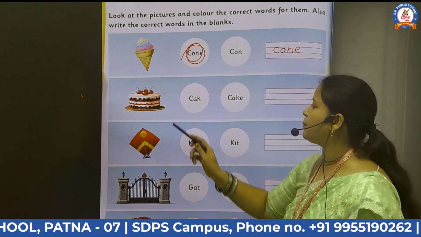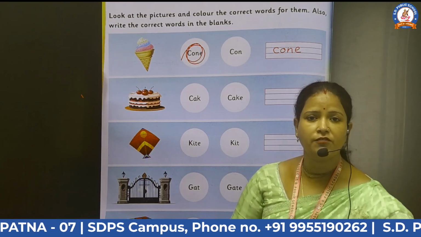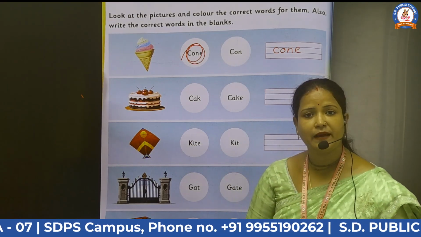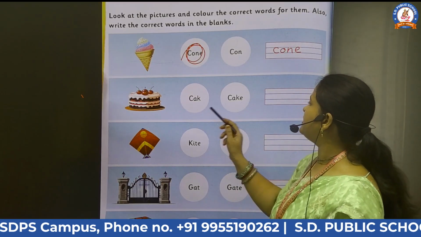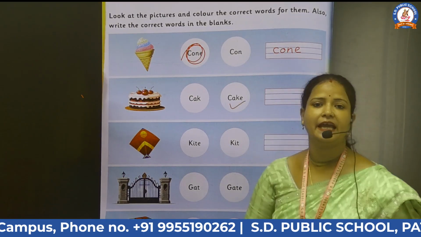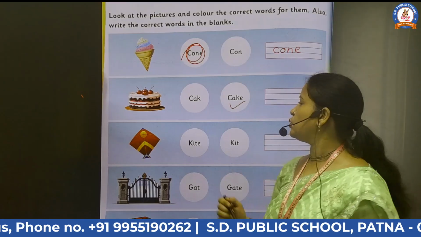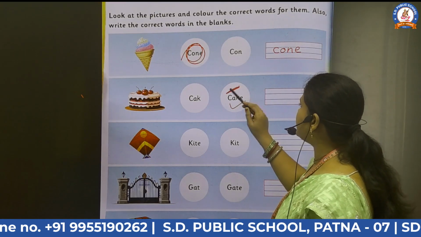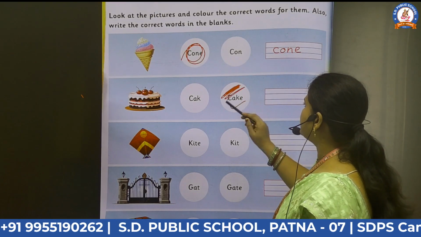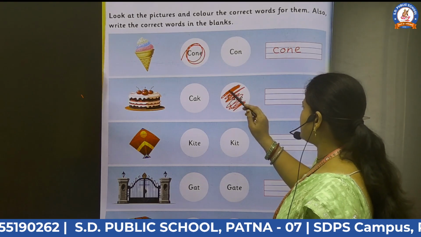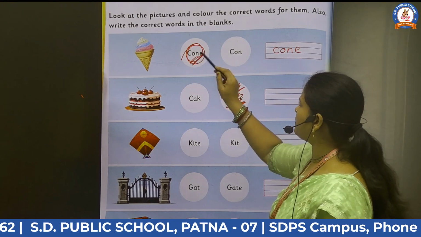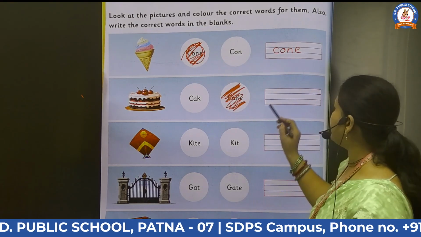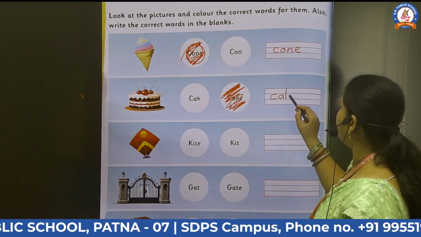Okay, this is the picture of cake. And the correct spelling of cake, which one? This one, C-A-K-E, cake. So we will color this word, this circle we can say. And the correct spelling we will write in this blank.